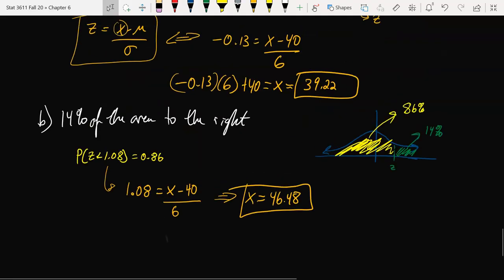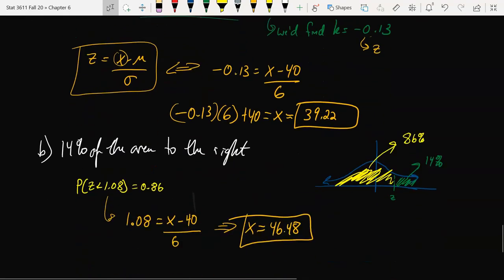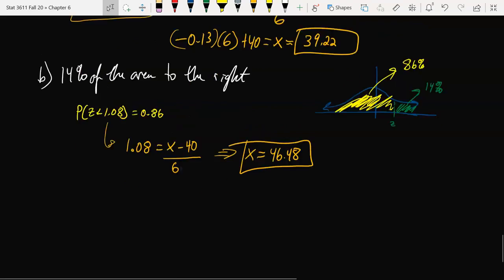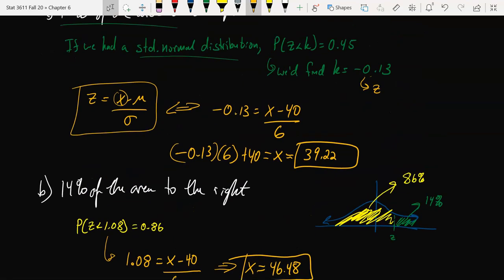So that's how we can work with converting back and forth between a normal distribution that is not standard and one that is standard, right? We're really making use of this relationship right there. Okay.